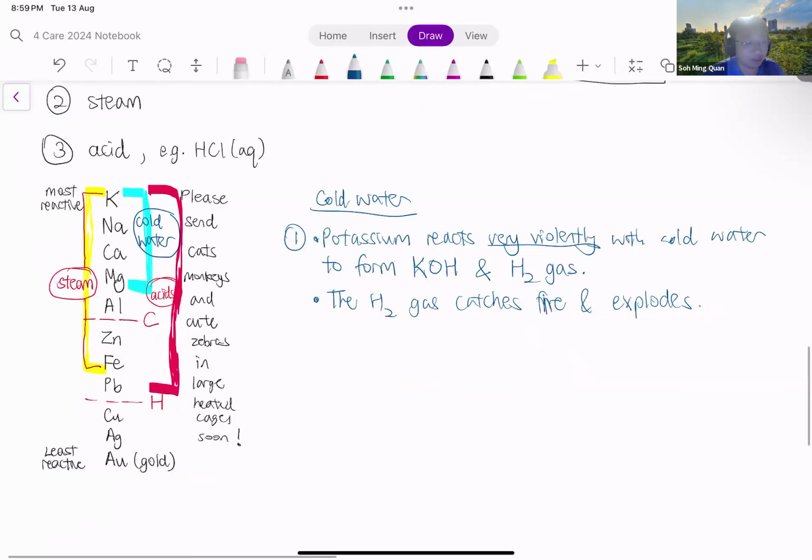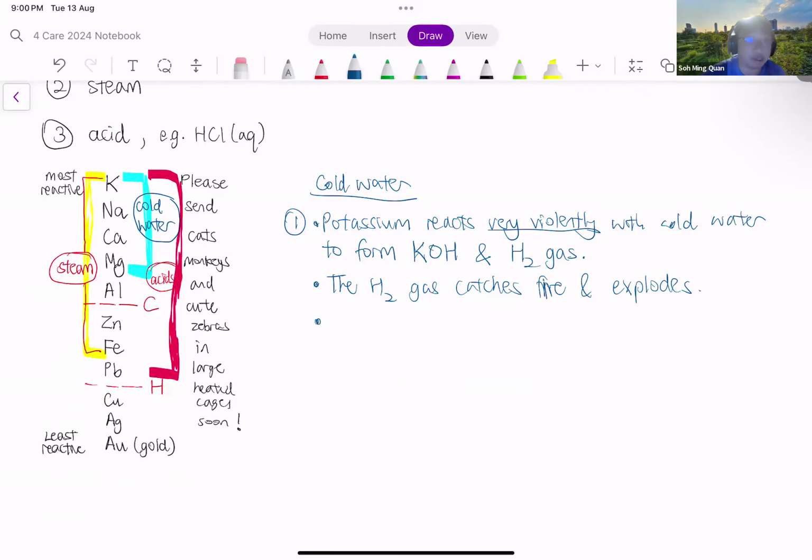Moreover, because you are forming potassium hydroxide, as you have also learned under acids and bases, potassium hydroxide solution is an example of a strong alkali. So potassium hydroxide has a pH of around 13 to 14. So we can say that the resulting KOH solution turns universal indicator purple.